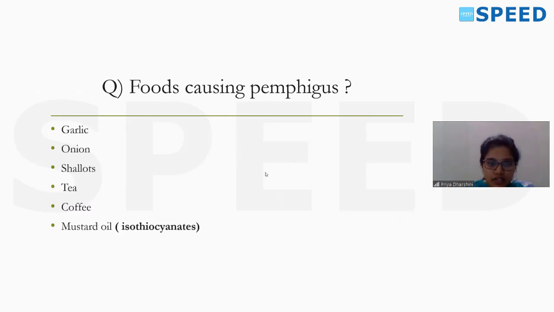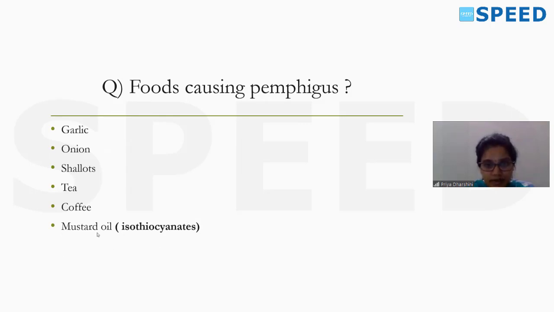Next is foods. Certain foods are associated with causation of pemphigus vulgaris. So what are all the foods? Garlic, onion, shallots, tea, coffee which have tannins, and mustard oil which has a chemical called isothiocyanate. This itself they can ask as a direct MCQ: what is the chemical component which is present in mustard oil? It is isothiocyanate.